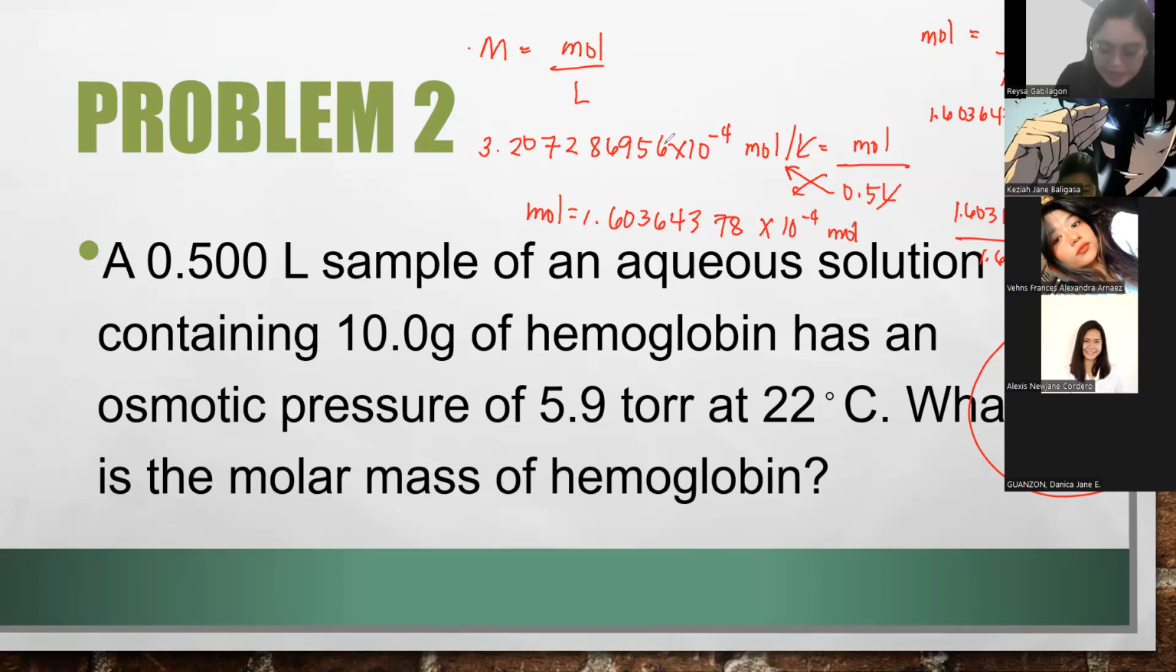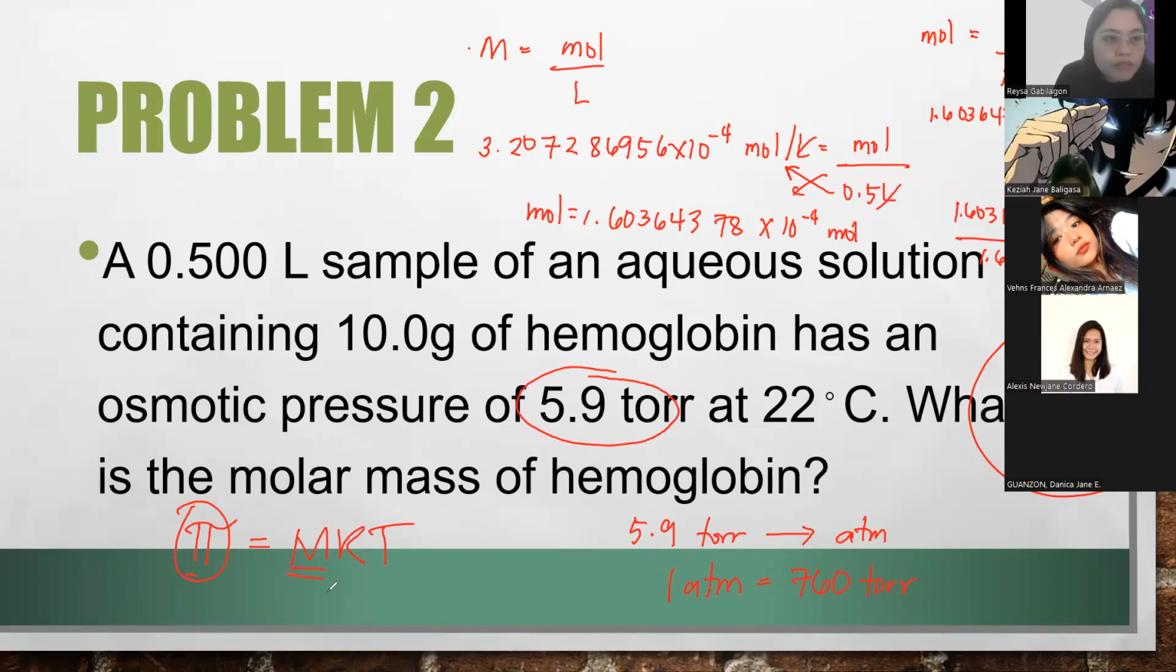Okay? So ano yung ginawa natin, class? Paki-review yung ginawa ko kanina ha, kasi medyo mahaba yun. Again, our original formula is pi is equal to MRT. Now, pi is already given. That's 5.9 torr. But you have to convert first the 5.9 torr to ATM. So, do not forget our conversion factor. Sa isang ATM class, meron kang 760 torr. So, convert this first before you can proceed with the computation.